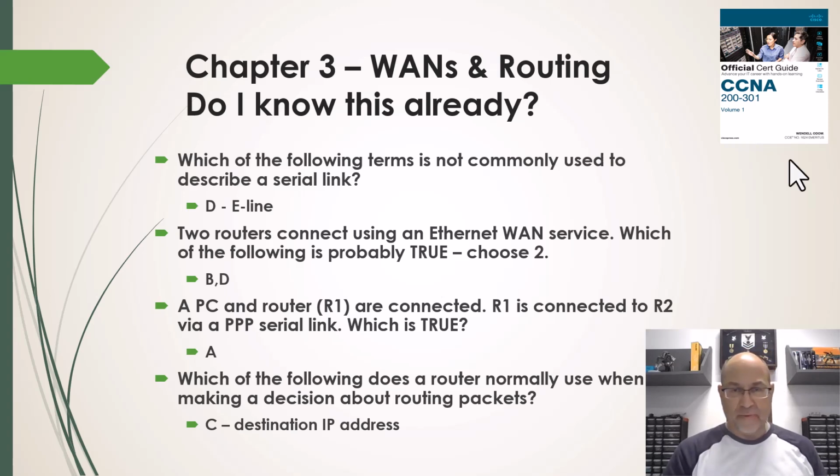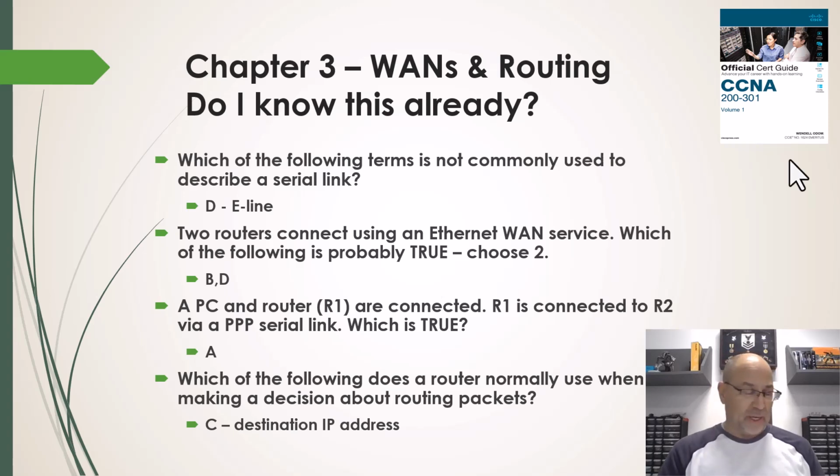Okay, so the first one: which of the following terms is not commonly used to describe a serial link? Well, there's a bunch of terms, but the one that doesn't really fit is E-line. And that was actually the first place I went, wait, what? Because there is a thing called an E1, but it's not normally used for how we talk about a serial link. Now, I'll talk more about what it means to be serial here in a second.